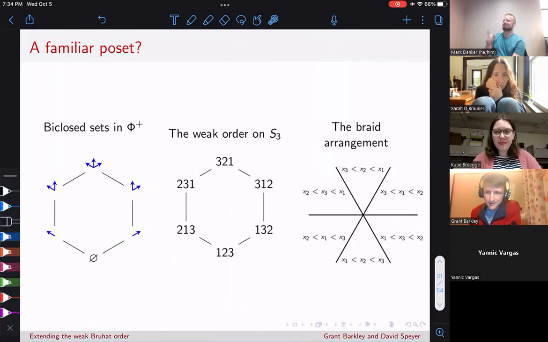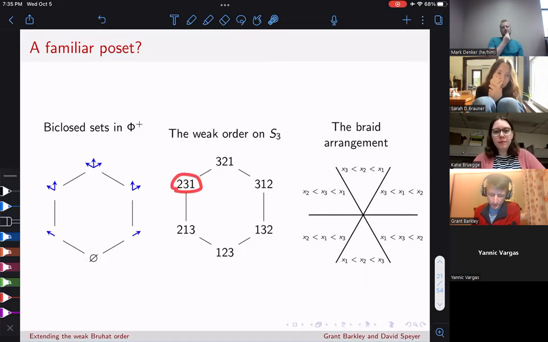Okay, so as Mark pointed out, this was the weak order. So what is the correspondence between these things? Well, let's remember the original way that we defined the weak order. If we're looking at this element, we know that 231 is bigger than 213 because everything separating 213 from the bottom region also separates this region from the bottom region.